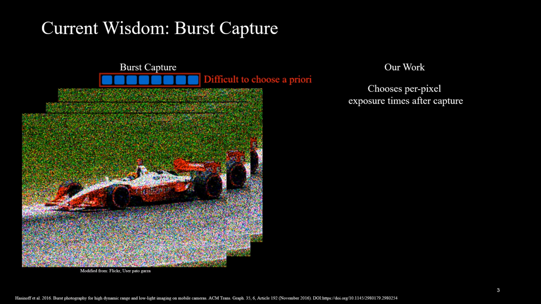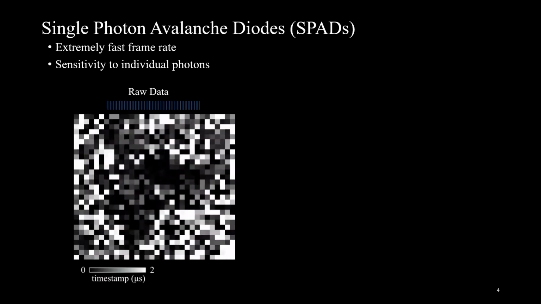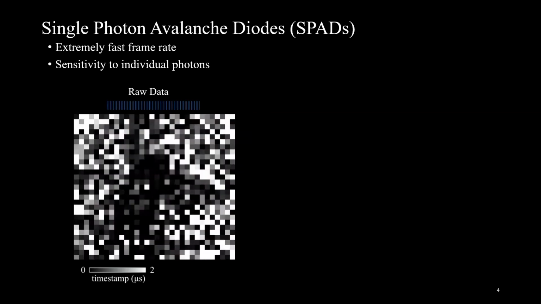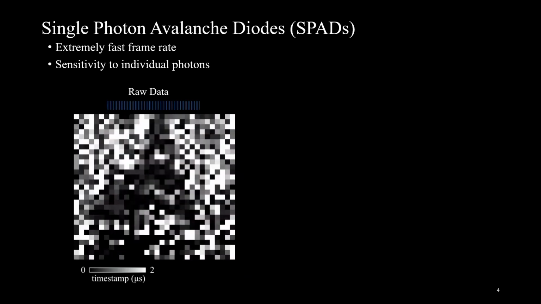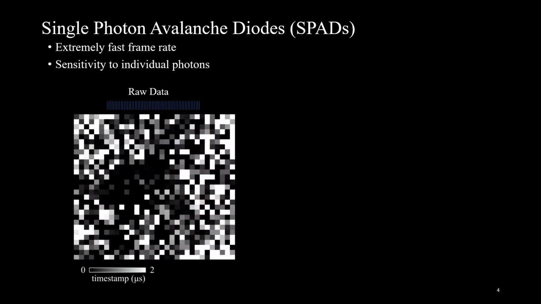In this work, we propose a method where exposure times are chosen after capture on a per pixel basis by detecting apparent motion. In order to do this, we use single-photon avalanche diodes, or SPADs. SPADs have extremely high frame rate and are sensitive to individual photons. The output of a SPAD array is shown on the left, where in each SPAD output frame, each pixel measures the arrival time of the first detected photon.